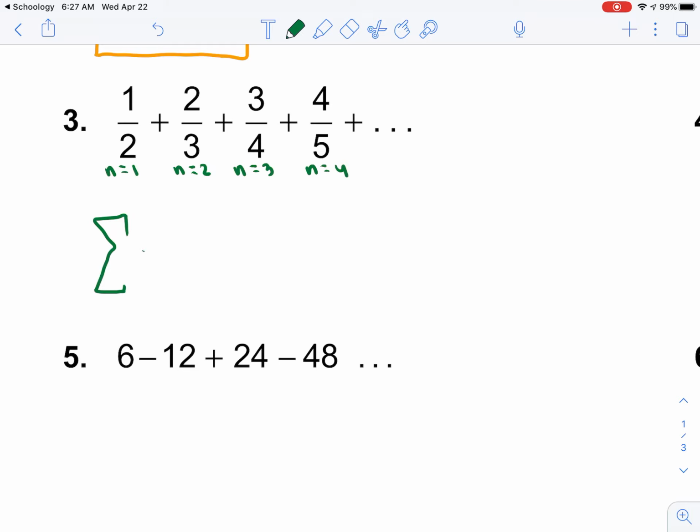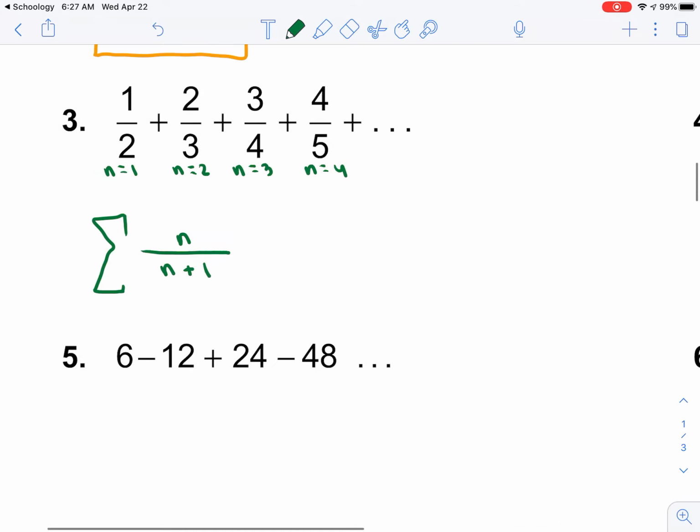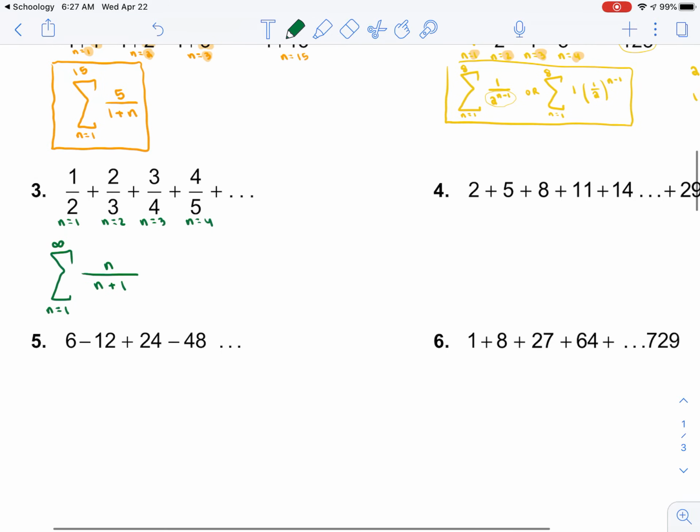And what I can do then is set up my rule. I notice on the top, it's always the n value, and on the bottom, it's always the n value plus 1. Now, for my bottom part of my sigma, again, you always want to say n equal 1 if you can. And then for the top number, this one's a lot easier because of the dot, dot, dot. You're going to love these. Just put an infinity symbol, and that represents that infinite series. So we don't even have to find a top number there. And that one's done.